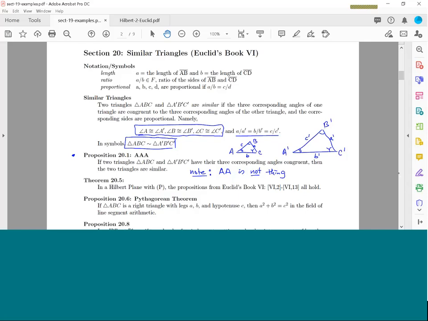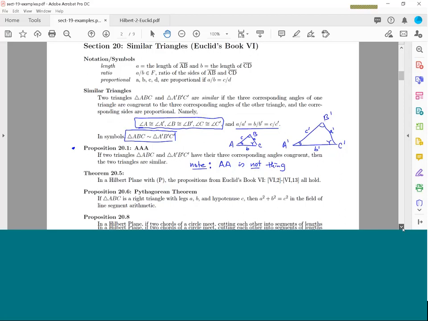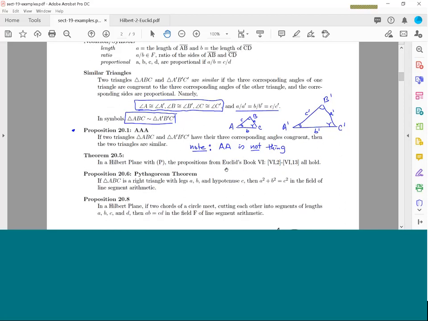Now let's look at some of the other things. Theorem 20.5 says that if you've got a Hilbert plane with Playfair's axiom, you'll get most of your similar triangle results. In Euclid, book 6, which we have been avoiding like the plague, that's where all the similar triangle results are. So if you need similar triangle results in your textbook, it's section 20. In Euclid's Elements, it's book 6.